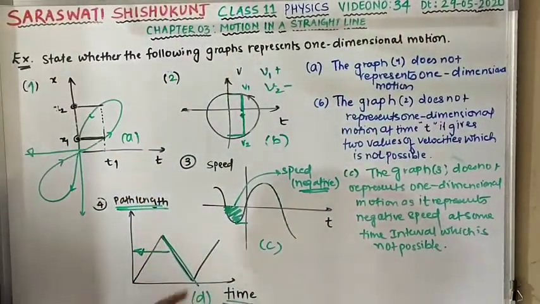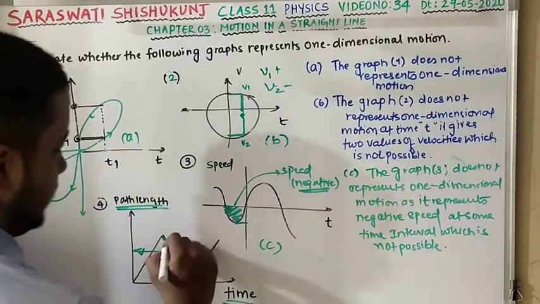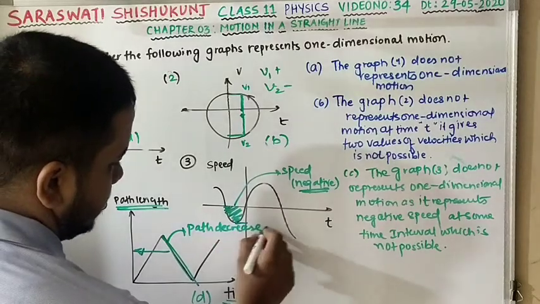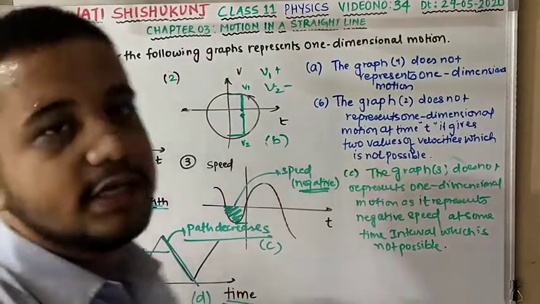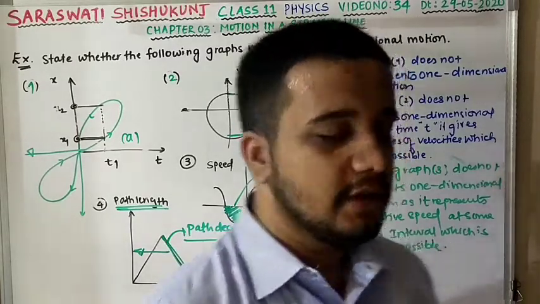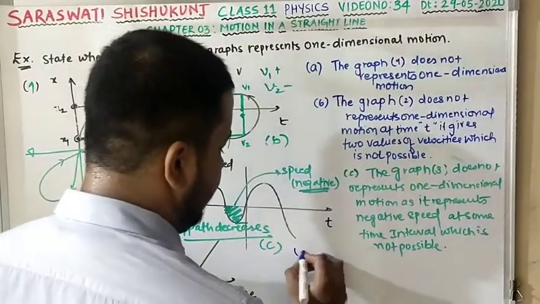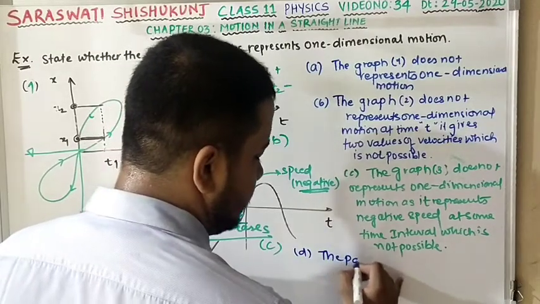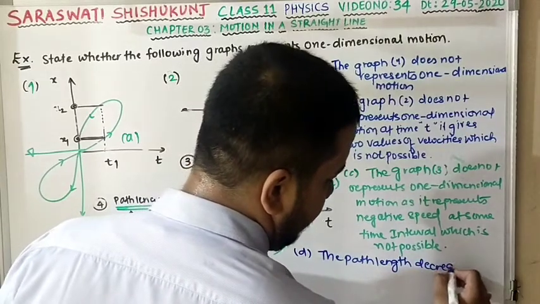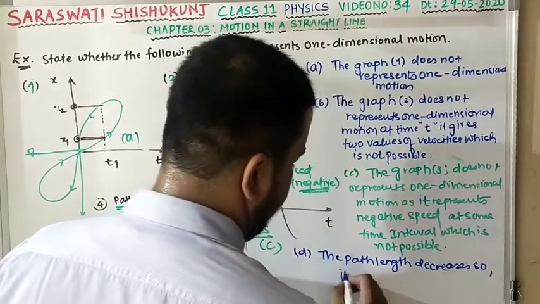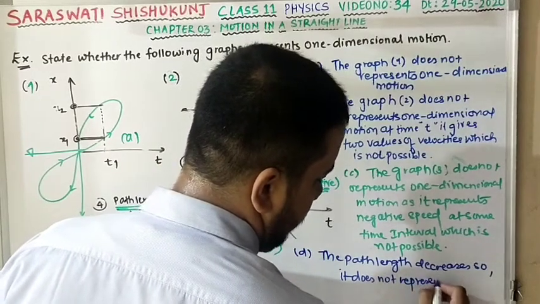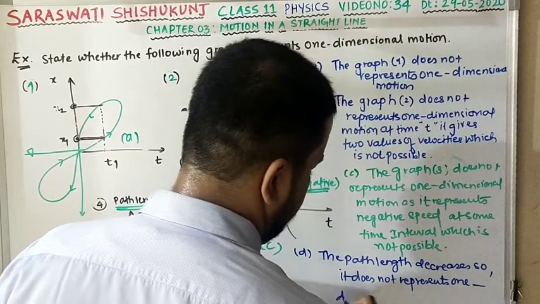Here you are able to see that path length is decreased. Here you can say path length decreases, which is not possible. So again, graph 4 does not represent one dimensional motion. So you can write over here in D, the path length decreases. So it does not represent one dimensional motion.